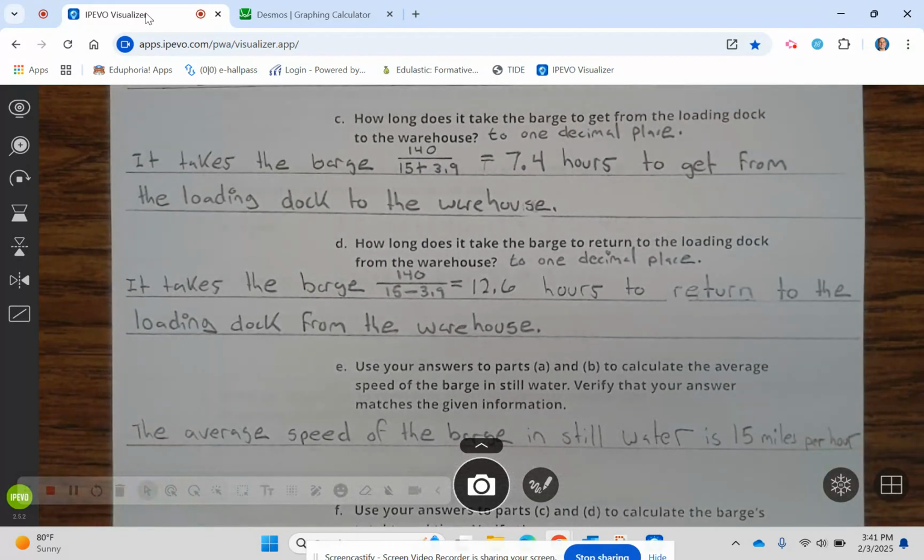C. How long does it take the barge to get from the loading dock to the warehouse to 1 decimal place? It takes the barge 140 divided by 15 plus 3.9 equals 7.4 hours to get from the loading dock to the warehouse. D. How long does it take the barge to return to the loading dock from the warehouse to 1 decimal place? It takes the barge 140 divided by 15 minus 3.9 equal to 12.6 hours to return to the loading dock from the warehouse.